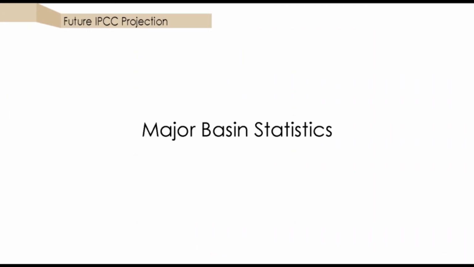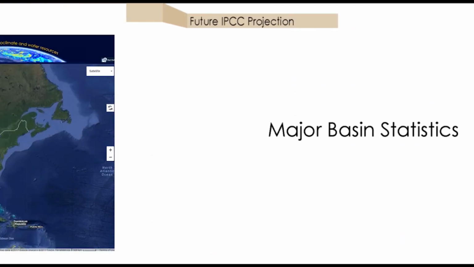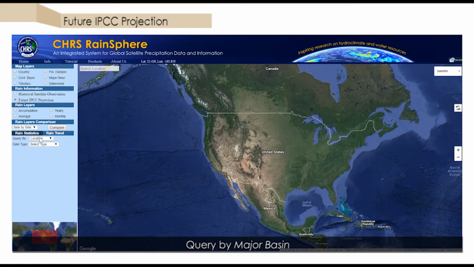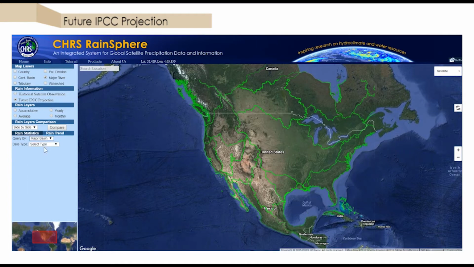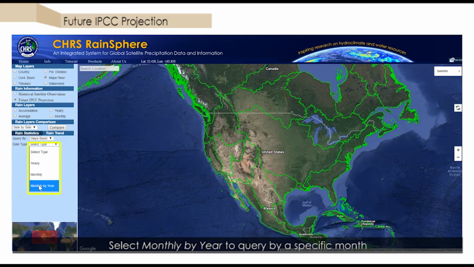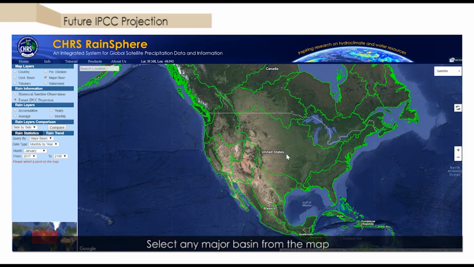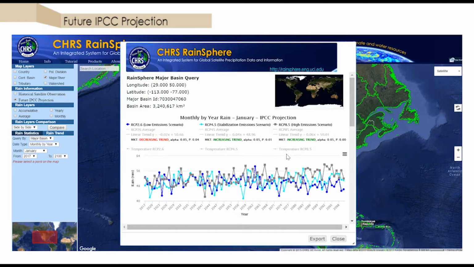We will now step through a major basin statistics query example for future projections. For the example, we select major basin as our query type, and for something different, let's check out how precipitation for a single month is projected to change from now until 2100. If we click on the Mississippi River Basin, now we see plots for 3 emission scenarios. In this case, the low emission scenario suggests a decreasing precipitation trend, and the stabilization and high emission scenario suggest an increasing precipitation trend for this basin.